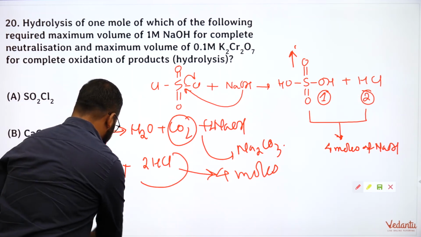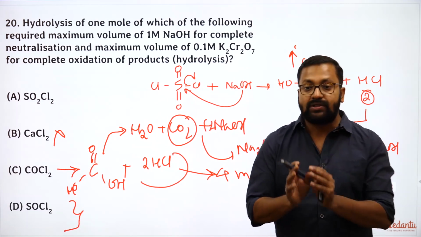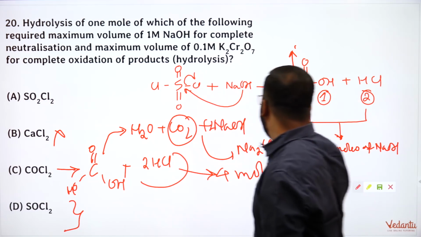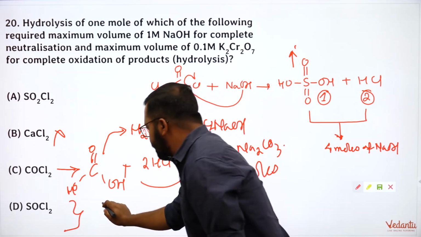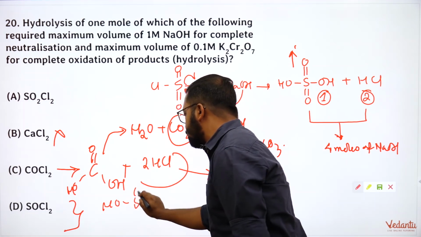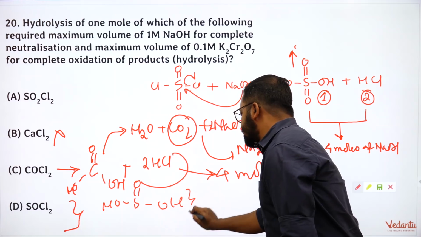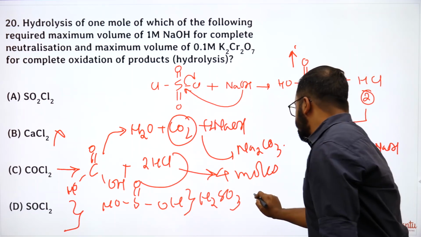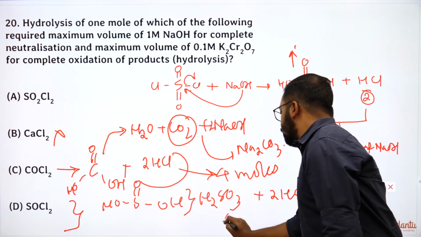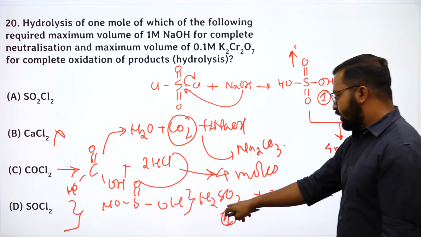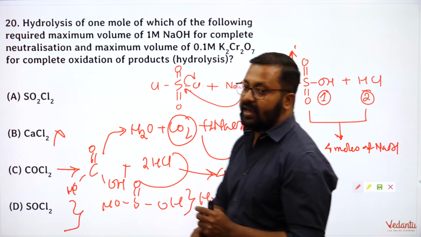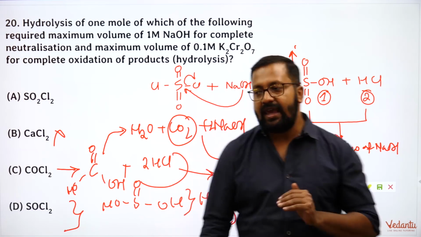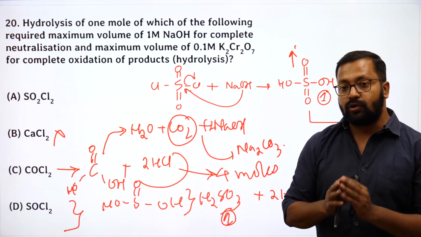SOCl2 will produce, SOCl2 में SO2Cl2 से एक ऑक्सीजन कम है, एक डबल बॉन्डेड ऑक्सीजन कम रहता है. सो यहाँ पे क्या मिलेगा? एक डबल बॉन्डेड ऑक्सीजन हम अगर यहाँ से हटा दें तो I will be getting something like this, HOS double bond OH. This is H2SO3, which is a dibasic acid, and plus 2HCl, 1 mole of this. Again, dibasic acid, 1 mole plus 2 moles of HCl, it will react with 4 moles of NaOH. So A, C and D, all of them will react with 4 moles of NaOH.